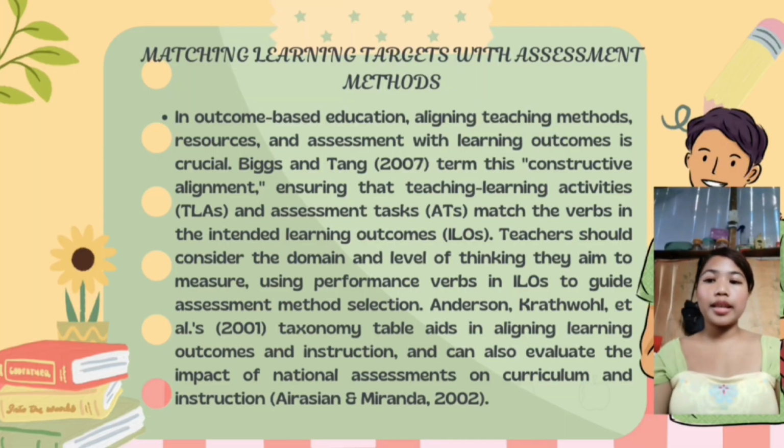In outcome-based education, it's essential to align teaching and assessment with learning outcomes. This alignment, termed constructive alignment, involves matching teachers' learning activities, or TLAs, and assessment tasks, or ATs, with verbs used in intended learning outcomes, or ILOs. Teachers consider the level of thinking they aim to measure and use the performance verbs in ILOs to guide their choice of assessment tools. Tools like Anderson and Krathwohl's taxonomy table help align learning outcomes and instruction.